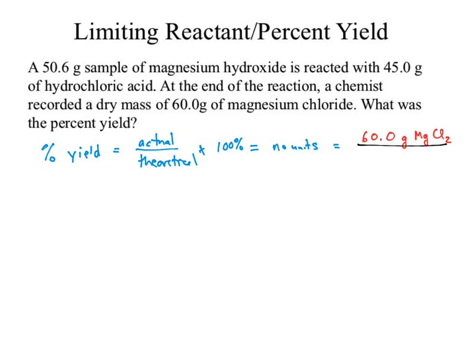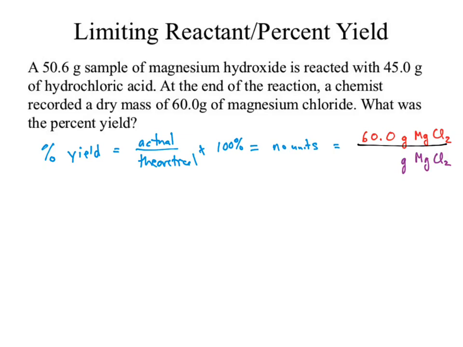And because we said our percent has to be unitless, that means the units on my theoretical yield need to be grams of magnesium chloride. Right? Our theoretical could be called calculated, because what we have to do is take what we started with and convert those or calculate those into a theoretical maximum that we would end with.